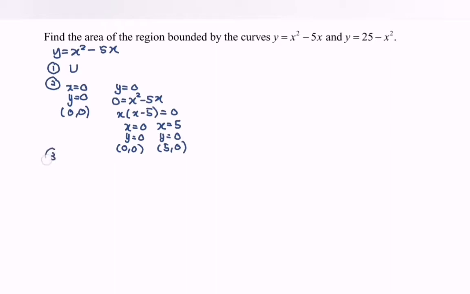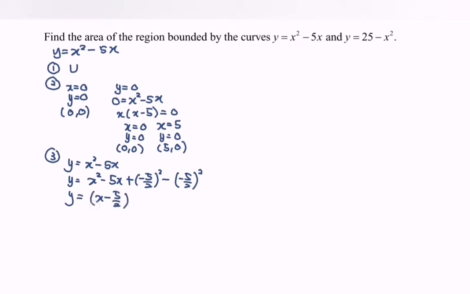Next, express the situation in standard form where y equals x squared minus 5x. Completing the square, y equals x squared minus 5x plus (negative 5 over 2) squared minus (negative 5 over 2) squared. y equals (x minus 5 over 2) squared minus 25 over 4, where we have the minimum point 5 over 2, minus 25 over 4.